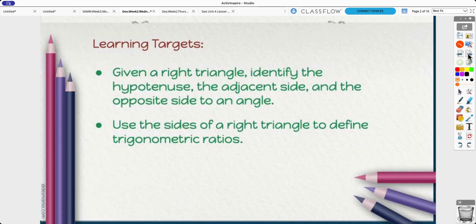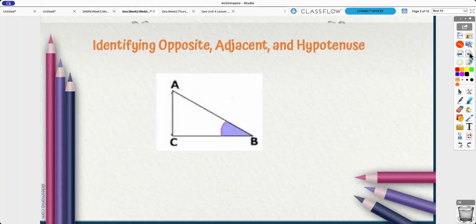You're given a right triangle, and take note this only applies to right triangles. We will identify these three important sides: hypotenuse, adjacent, and opposite side to an angle. And then we will use these sides to define trigonometric ratios. And there are just three of them.